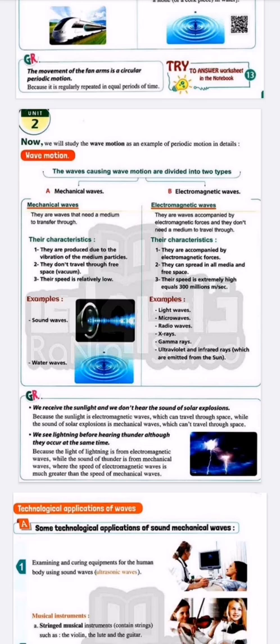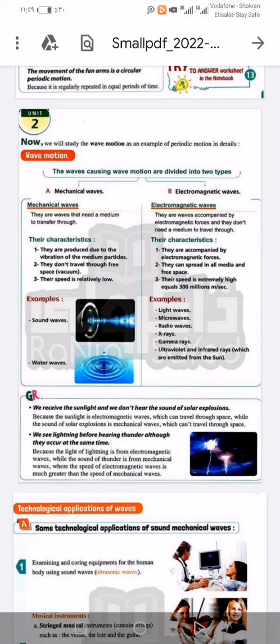The second type, electromagnetic waves, are waves that contain electromagnetic force. They don't need a medium to travel through. So we must differentiate between mechanical wave and electromagnetic wave. Mechanical waves need a medium, but electromagnetic waves don't need a medium.